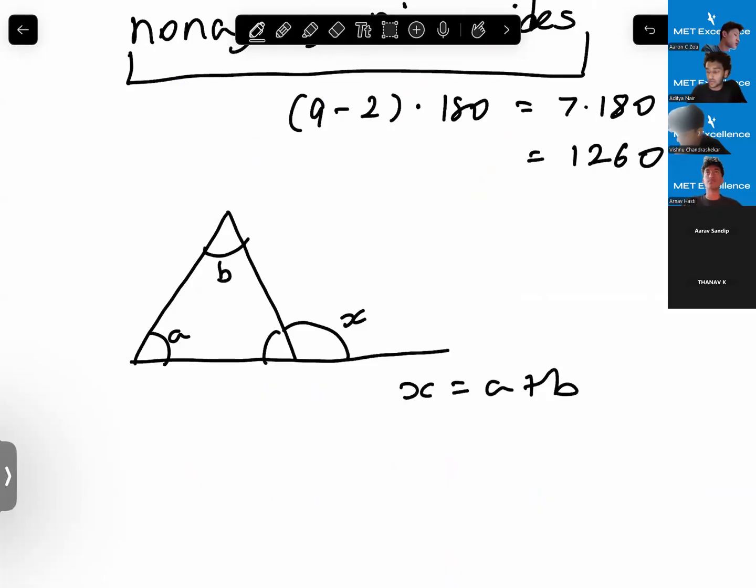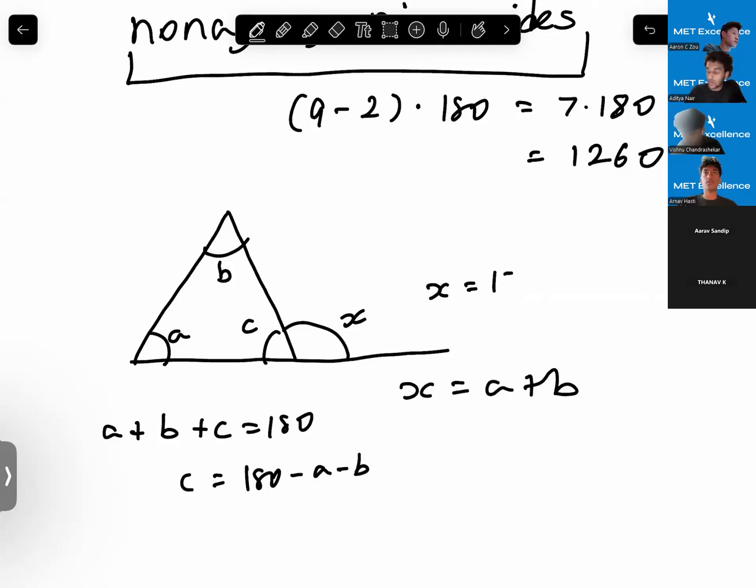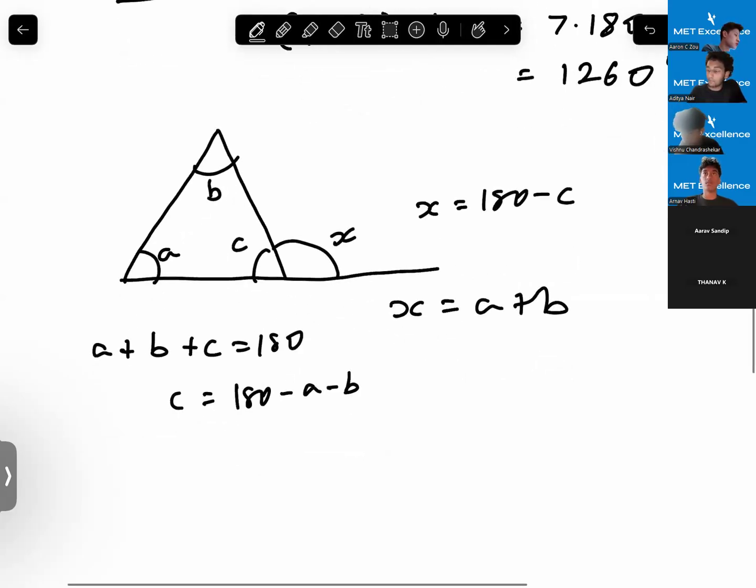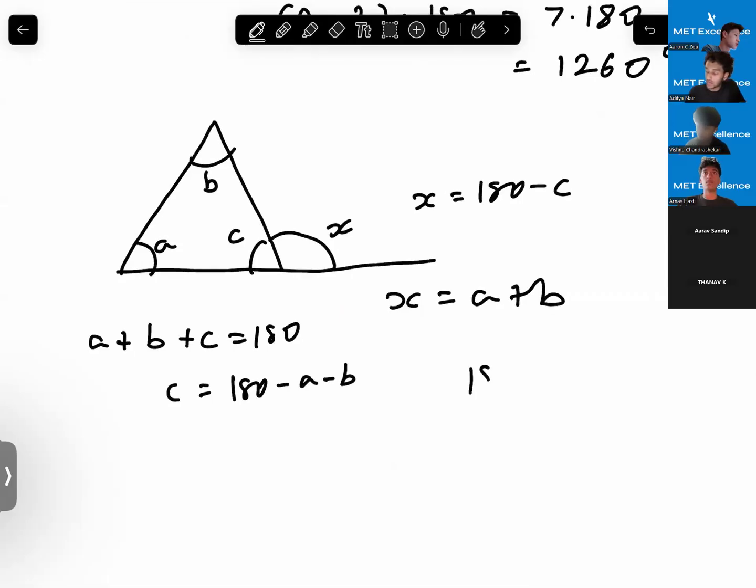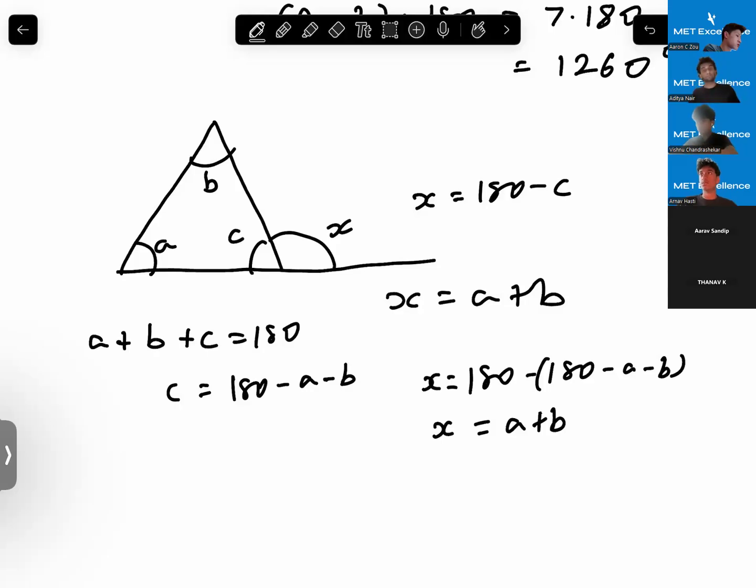Because right here, let's call this c. A plus b plus c is going to be equal to 180. C is equal to 180 minus a minus b. And x is equal to 180 minus c. So you just throw that down here and you get 180 minus 180 minus a minus b is equal to a plus b. So then x is equal to a plus b.